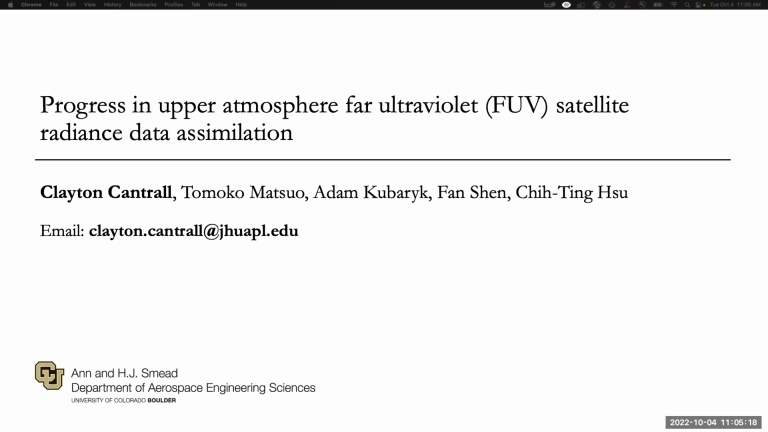This work was all part of my PhD under the guidance of Tomoko Matsuo at CU Boulder, with lots of support from Adam Kubrick at NOAA SWPC. I'll be particularly focused on the temperature signal in the FUV radiances and the assimilation of the signal in NOAA's whole atmosphere model, or WAM. And WAM is the model that's used within the now operational whole atmosphere model data assimilation system, or WDAS.